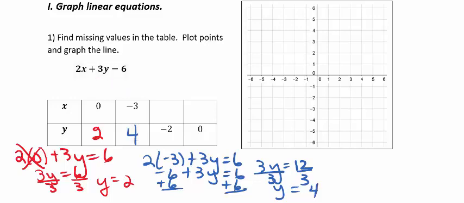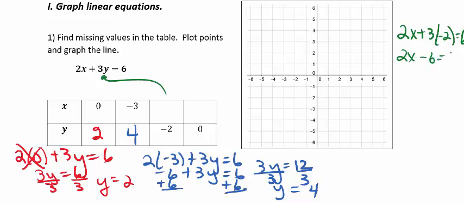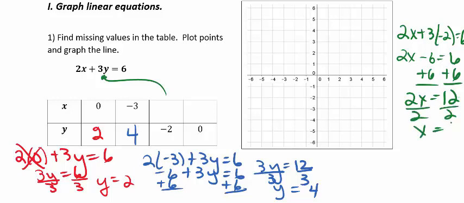Next, we're going to substitute negative 2 in place of y and solve for x. So we have 2x plus 3, substituting negative 2 in for y, that's going to equal 6. So that's 2x, and then 3 times negative 2 is negative 6. Then we're going to add 6 to both sides. And we get 2x is equal to 12, and then divide both sides by 2, so x is equal to 6. So when y is negative 2, x is 6.